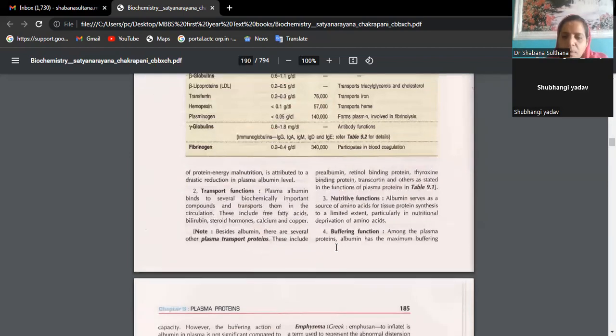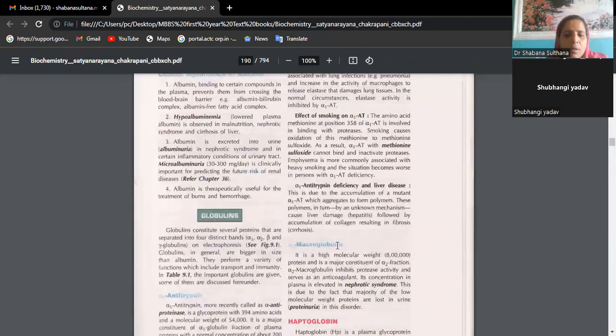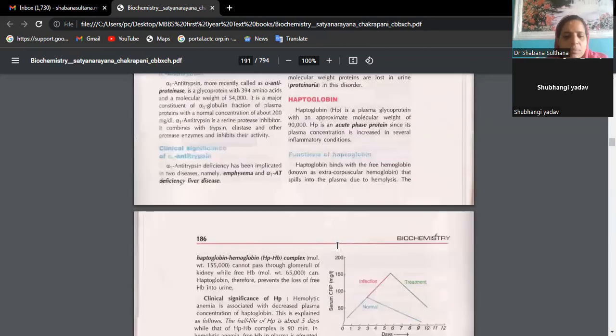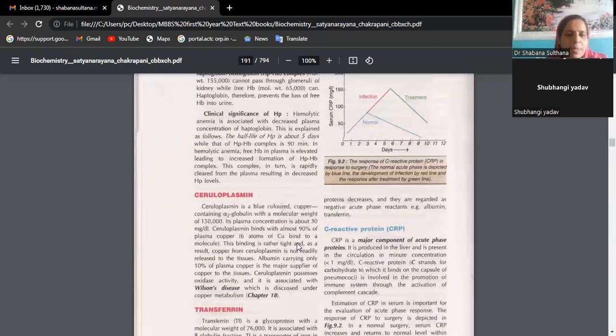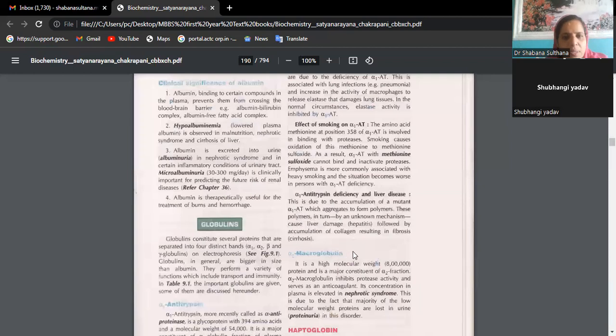Okay, beta. This is important. Ceruloplasmin. This may come as a 3 marks question. Before that, let me check if I missed something.